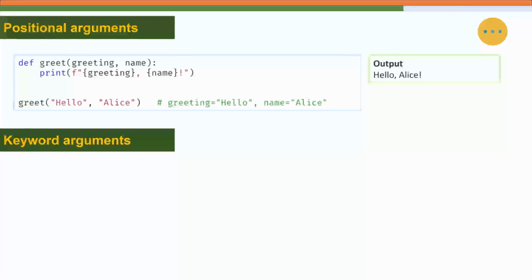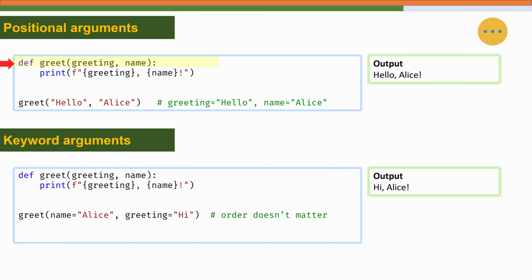Here, greet("hello", "Alice") passes hello as the first positional argument and Alice as the second. Python assigns them to parameters by order, so hello goes to greeting and Alice goes to name. Positional arguments are the simplest, so Python assigns values to parameters in order. A swap in order changes behavior, or produces errors if you have fewer arguments than parameters.